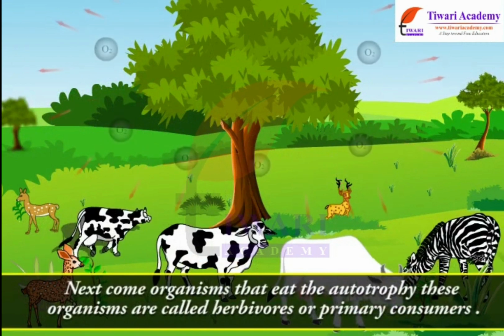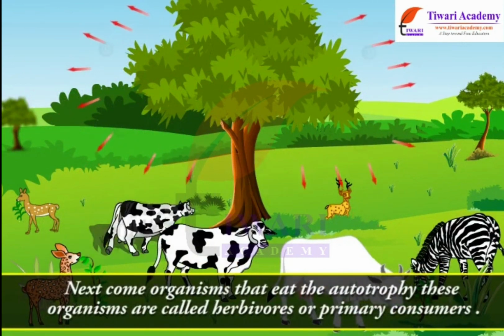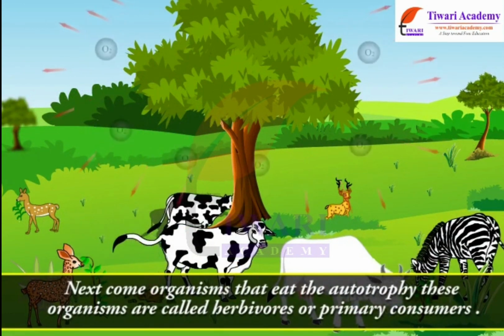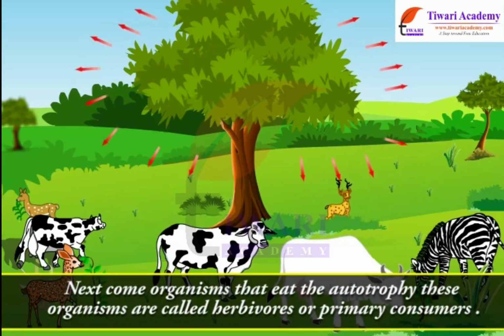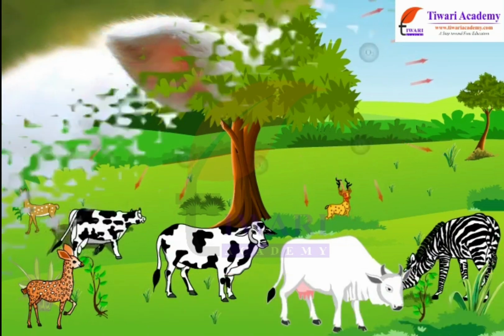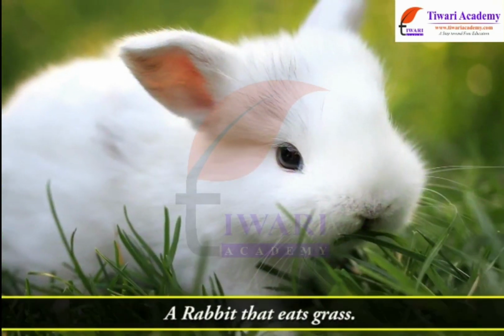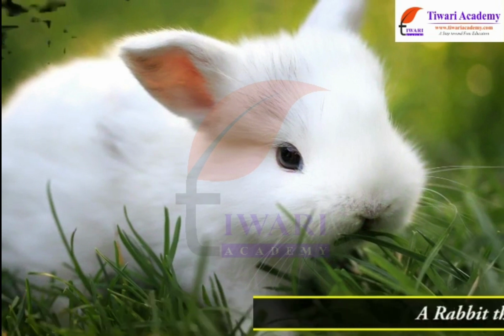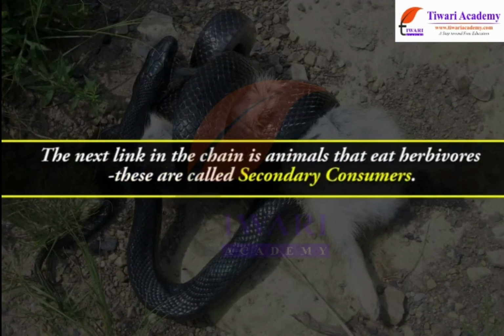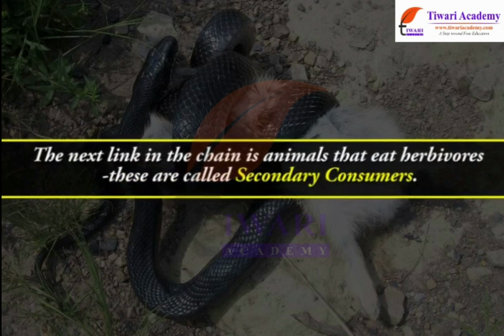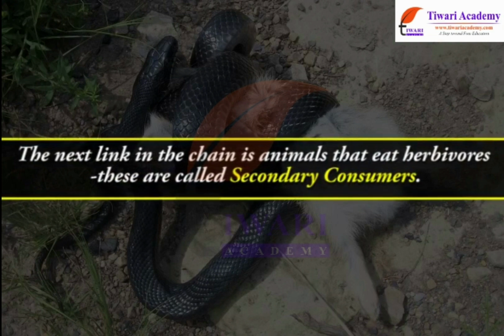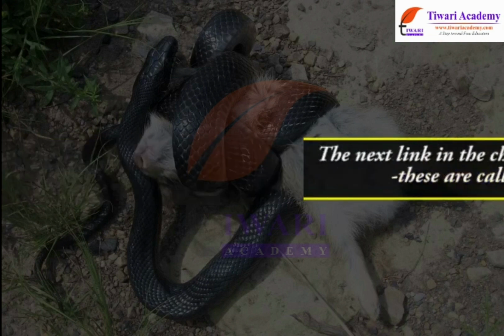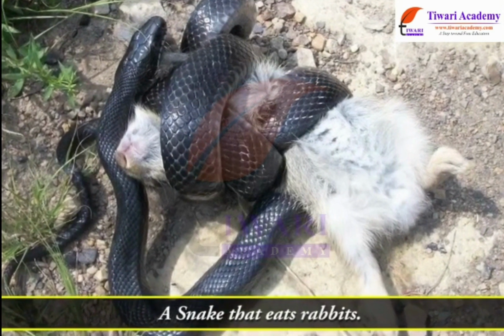Next come organisms that eat the autotrophs. These organisms are called herbivores or primary consumers. An example is a rabbit that eats grass. The next link in the chain is animals that eat herbivores. These are called secondary consumers. An example is a snake that eats rabbits.